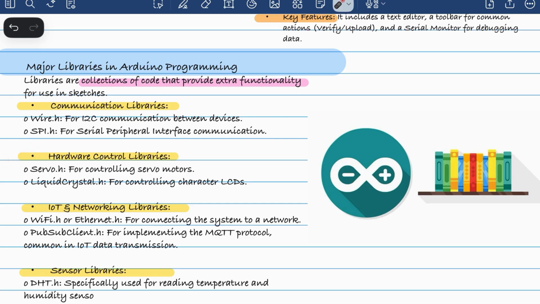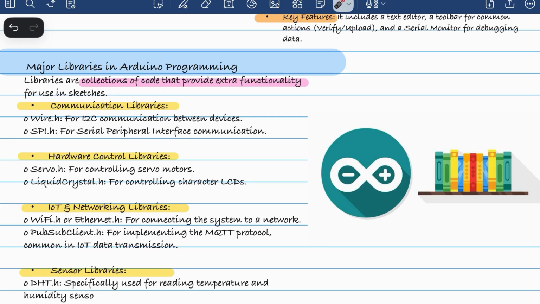Then we have hardware control libraries, for example Servo.h. This simplifies motor control, so you can rotate a robotic arm to a precise angle with a single clean line of code, right? And we also have LiquidCrystal.h. This library translates simple text strings to pixel control lines on a character LCD display. When you are actually diving deeper into IoT, you will be able to understand which library is used when, right? Right now let's just have an overview of the major libraries which are used in our IoT code while writing it with the Arduino.